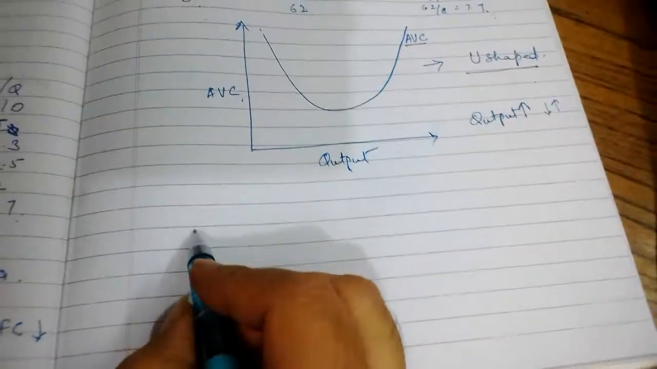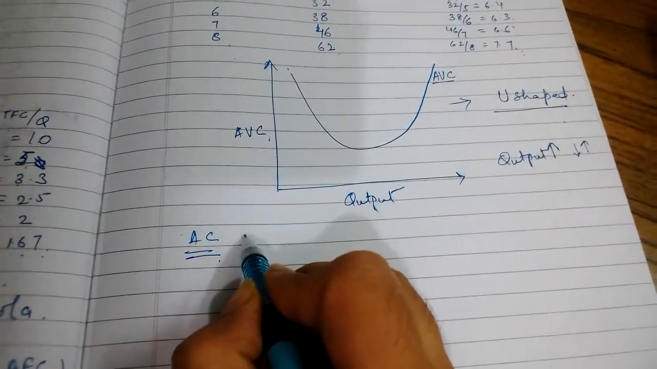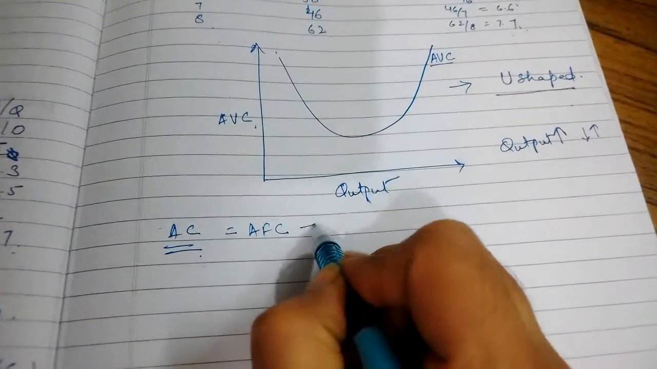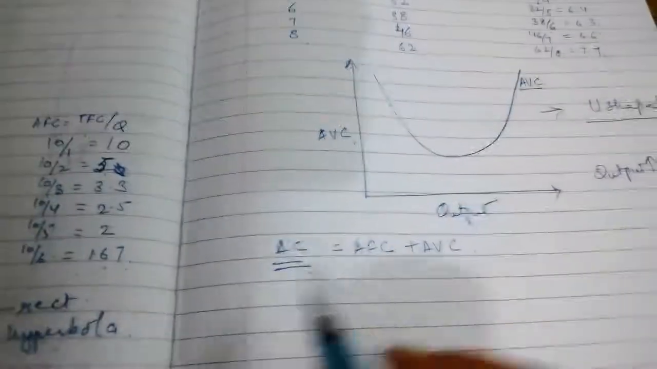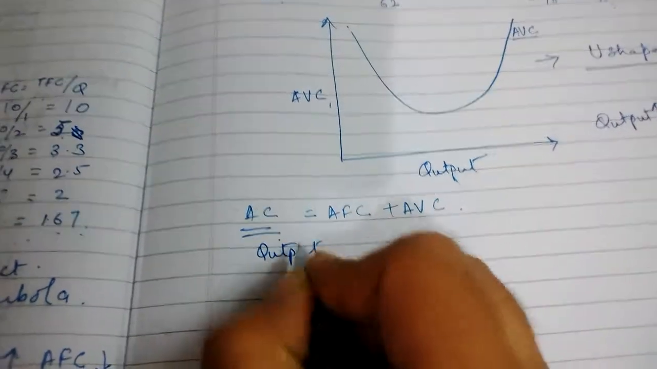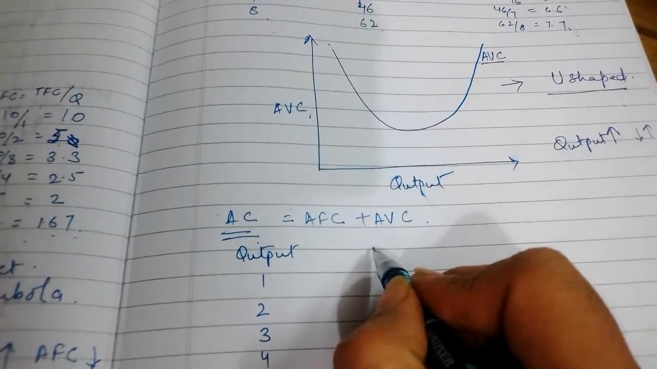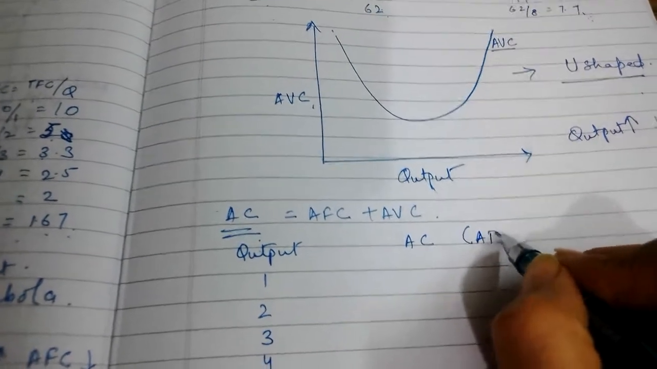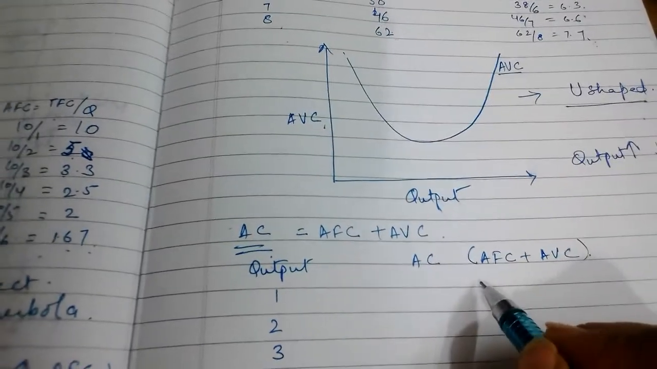So now we are going to draw the average cost curve. As we all know, average cost is the summation of average fixed cost and average variable cost. So we are going to use similar data. When output was 1 unit, 2 units, 3, 4, 5 and so on, we are calculating average cost. So average cost is average fixed cost plus average variable cost. So we are going to add both of these.